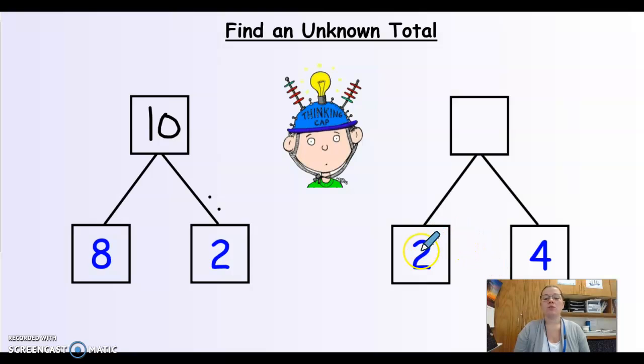Okay, what about 2 and 4? What do 2 and 4 partner together to make? Remember we always start with the larger number when we're going to count on, so that doesn't take as long. So we start with 4, and you would say 5, 6. I put 2 dots here because it says 2 in the box. So I'd say 4, 5, 6. 6 is our unknown total. Very good.